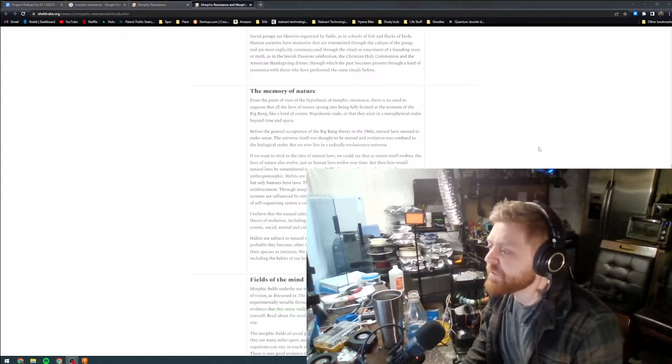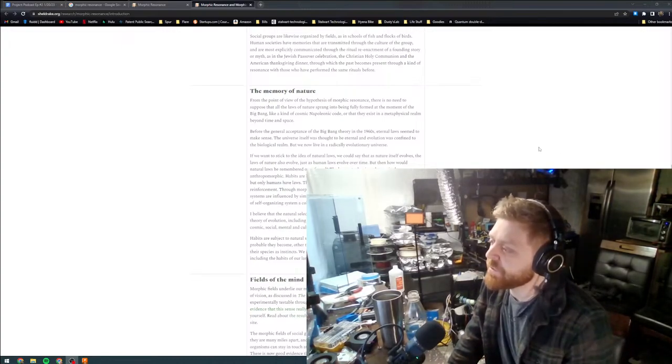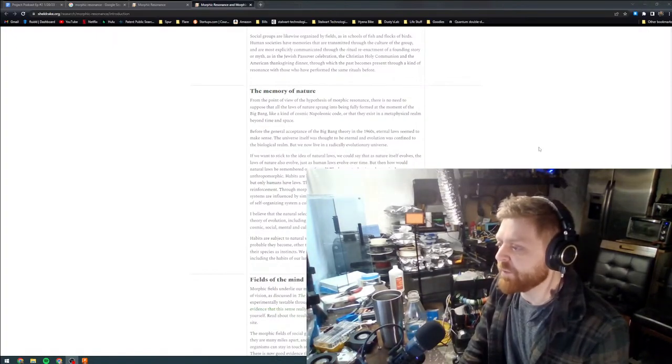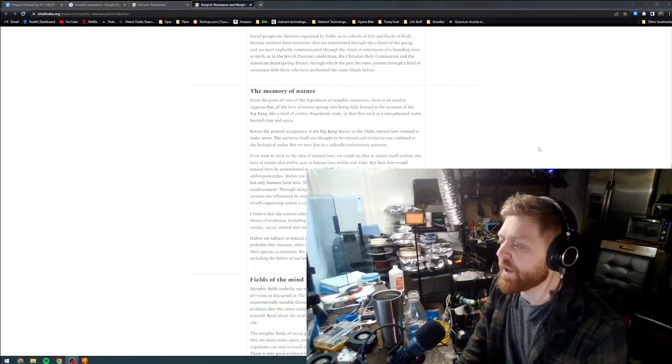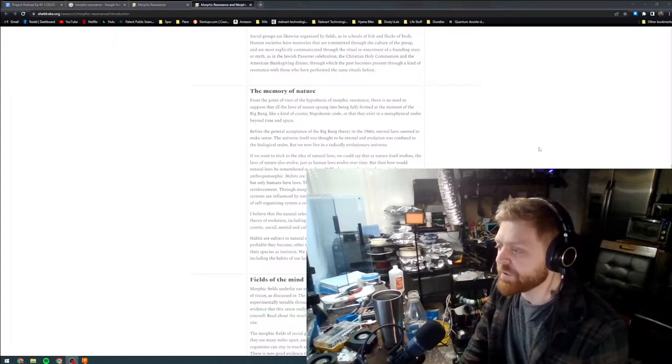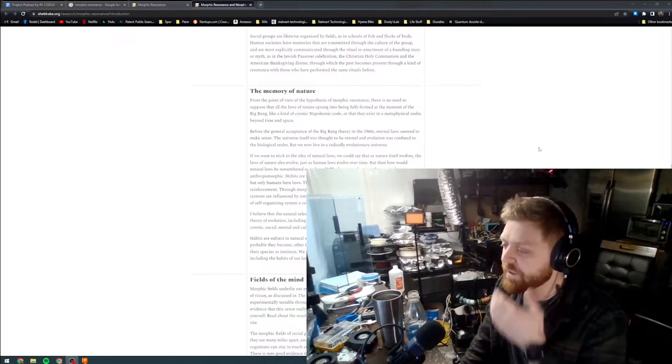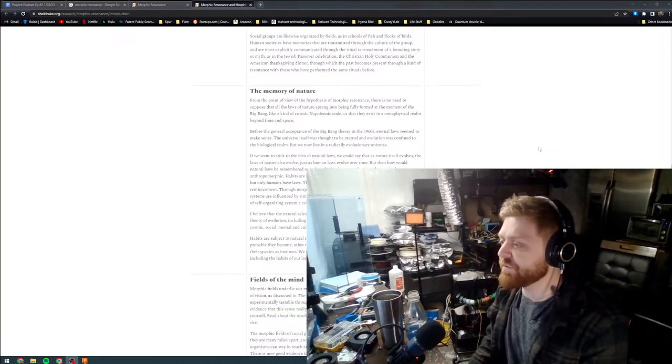Before the general acceptance of the Big Bang theory in the 1960s, eternal laws seemed to make sense. The universe itself was thought to be eternal, and evolution was confined to the biological realm. But we now live in a radically evolutionary universe. If we want to stick to the idea of natural laws, we could say that as nature itself evolves, the laws of nature also evolve, just as human laws evolve over time.